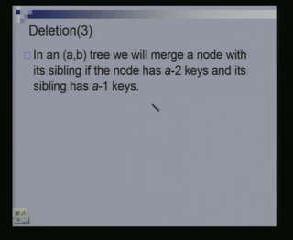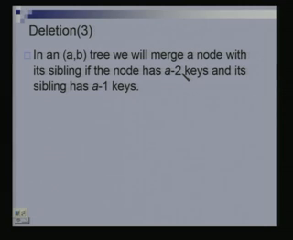So in an (a,b) tree, we will merge a node with its sibling. When do I merge a node with its sibling? That's the question. The node that I am merging, I have to merge with this. The minimum number of keys in a node is a minus 1, so it had a minus 2 keys. I am trying to borrow one from its sibling, but I am merging with the sibling, which means even the sibling does not have anything to lend me. How much does the sibling have? The minimum number, a minus 1. So if I am merging a node with the sibling, then the sibling has a minus 1 keys and the node itself has a minus 2 keys.